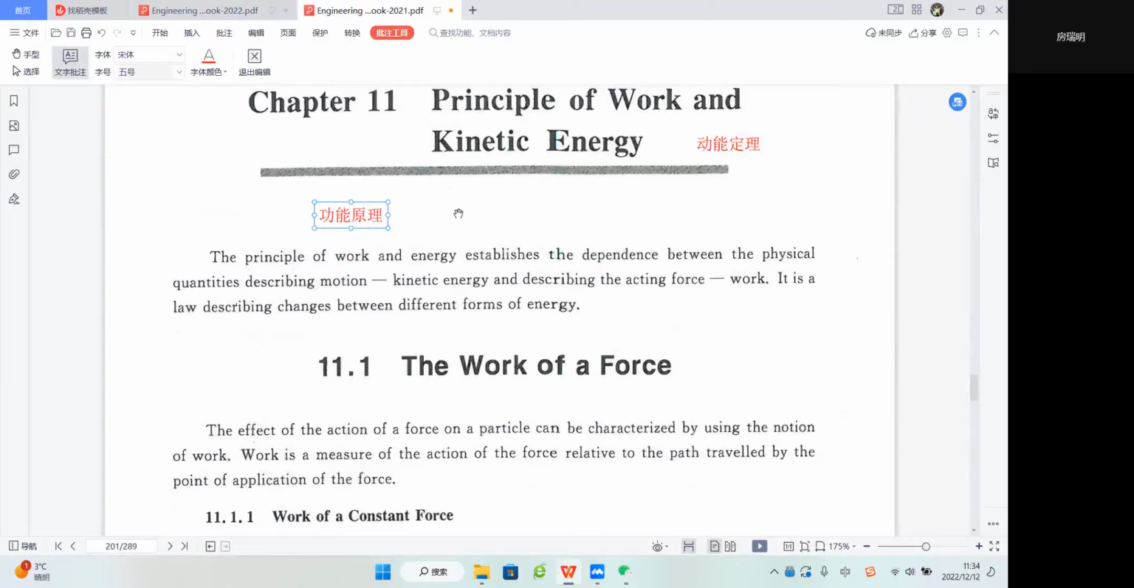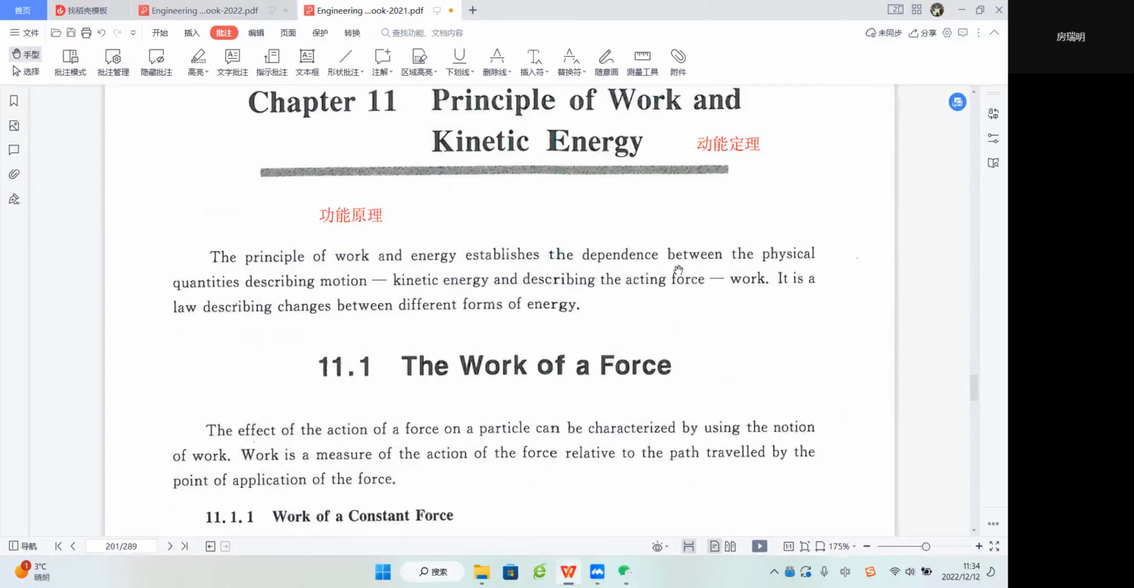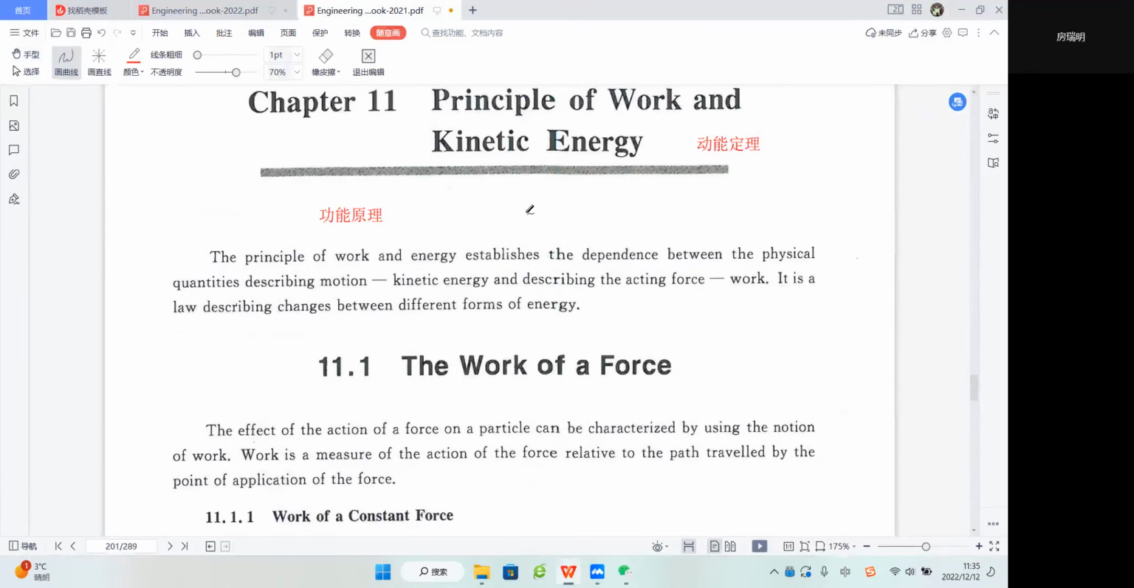It tries to establish the dependence between the physical quantities describing motion, kinetic energy, 动能, and describing the acting force, work. It describes changes between different forms of energy. So when we finish this chapter's learning, we will have delta T equals W12.